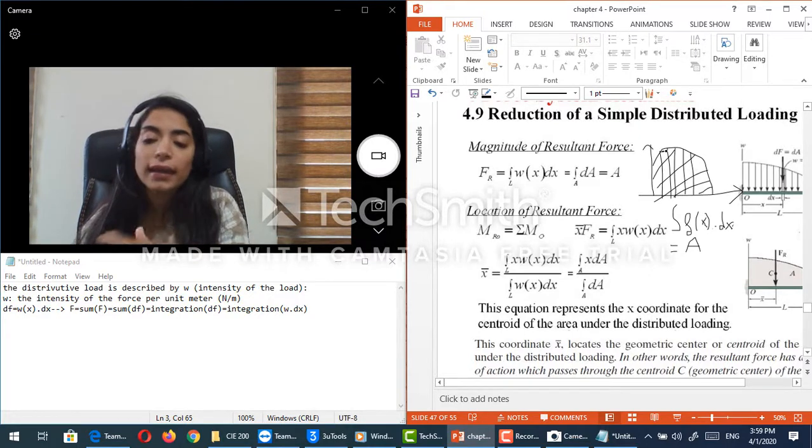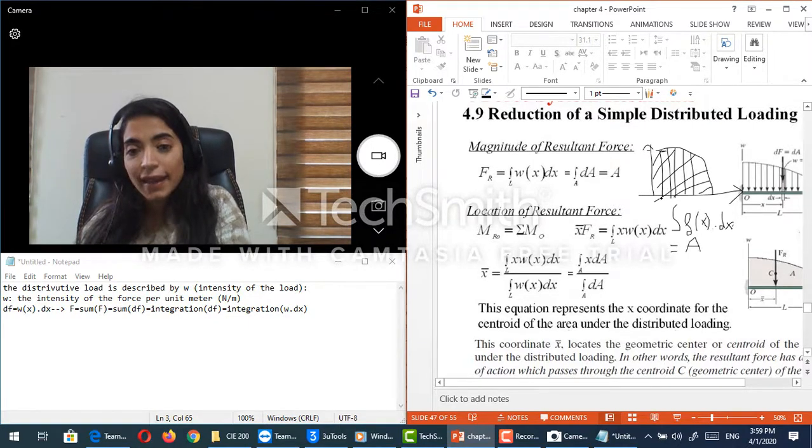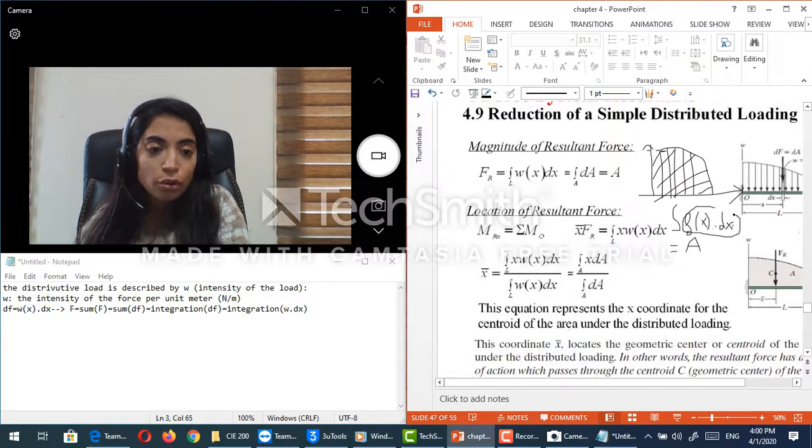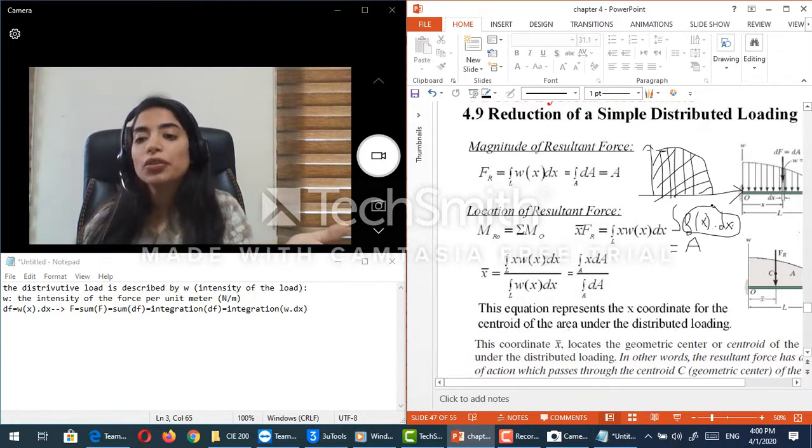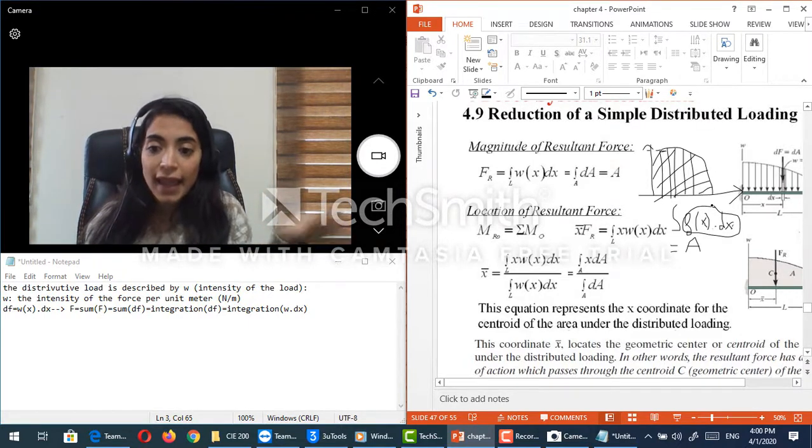And I know that the area of the rectangle is equal to this length here times this width. Now what is this length? Basically this is f of x, and what is this width? It is dx. So which means that this term here is dA. And what is the integration of dA? The integration of dA is basically A.